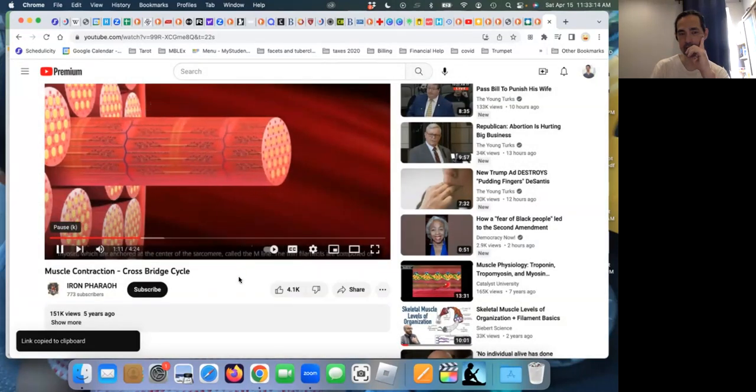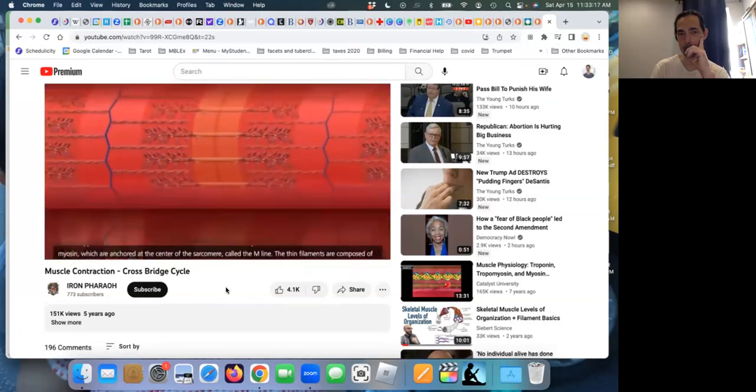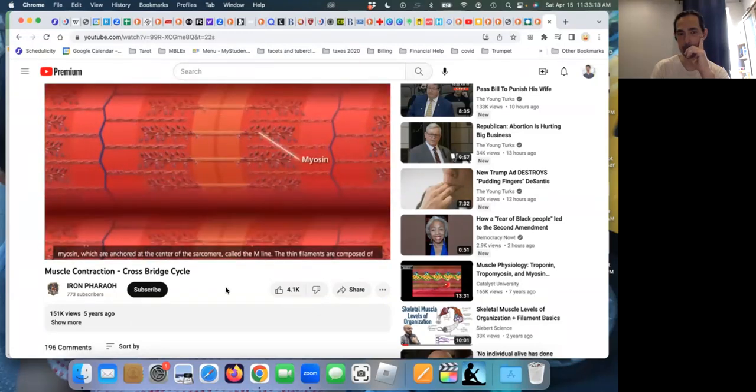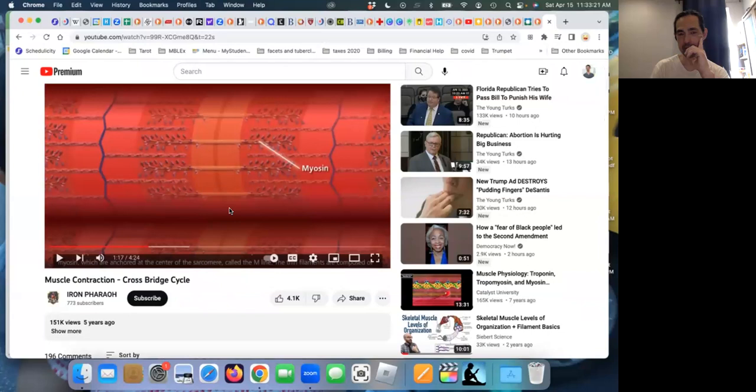And slide past each other. The thick filaments are myosin, which are anchored at the ends. Myosin is the thick filament. Actin is the thin filament. Actin filaments join with each other at what's called the Z disc. They form this Z-shaped border.